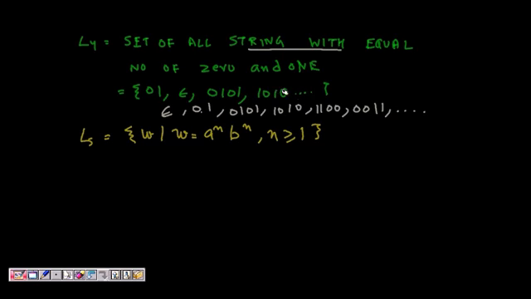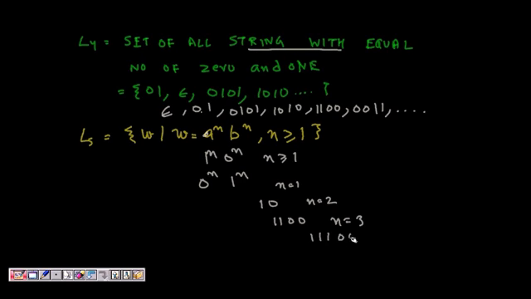Another can be, let's say, 1 to the power of n, 0 to the power of n, where n is greater than or equal to 1. So L5 is a language where you have n ones followed by n zeros. If n is equal to 1, it is 1 0; n equal to 2, it is 1 1 0 0; n equal to 3, 1 1 1 0 0 0. So this set is also infinite.